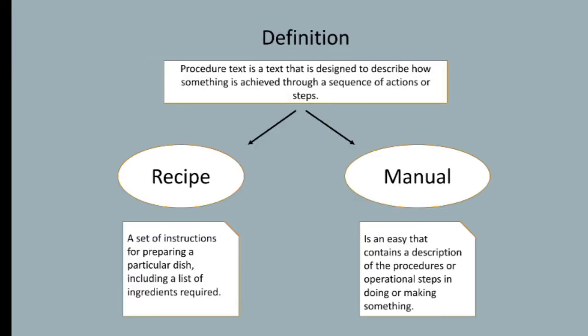And now this is the definition of a procedure text. Procedure text is a text that is designed to describe how something is achieved through a sequence of actions or steps. There are many kinds of procedure text, and the first one is a recipe. Recipe is a set of instructions for preparing a particular dish, including a list of ingredients required. And then we have a manual. Manual is an essay that contains a description of the procedure or operational steps in doing or making something.